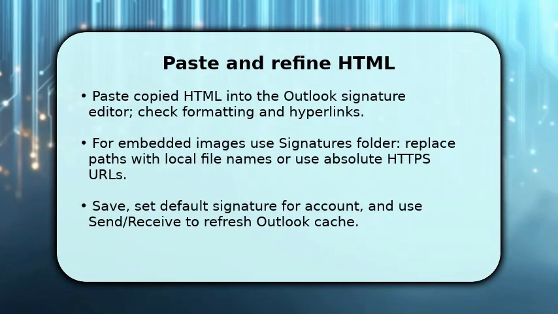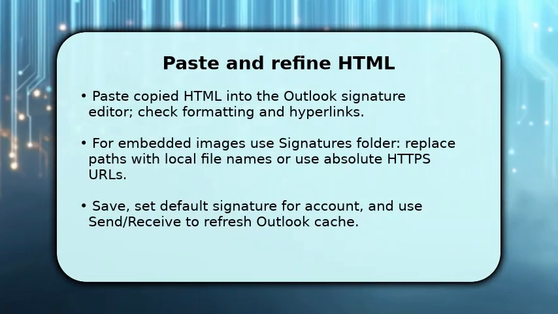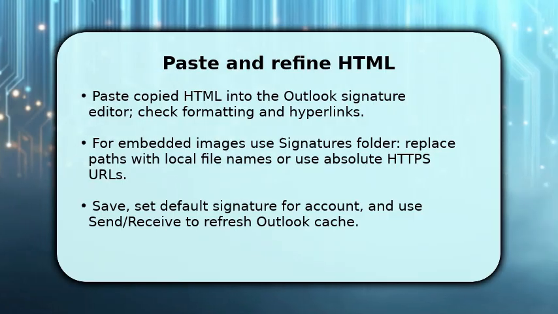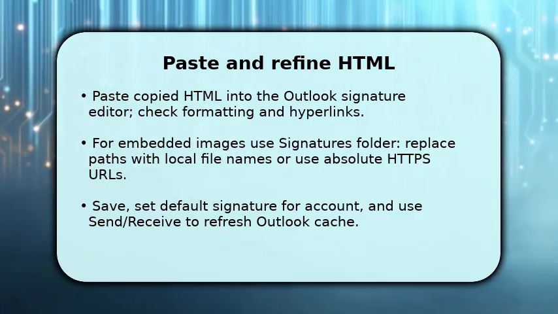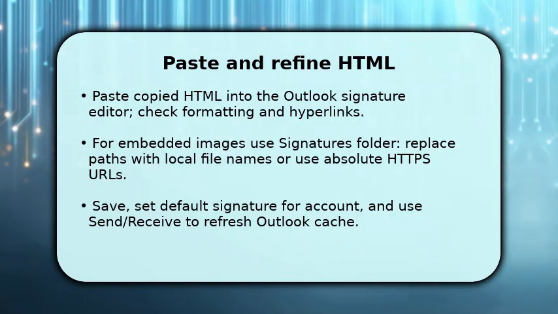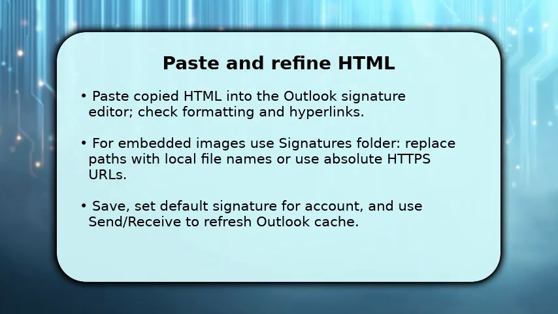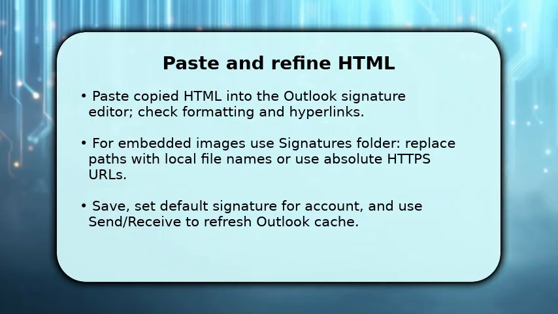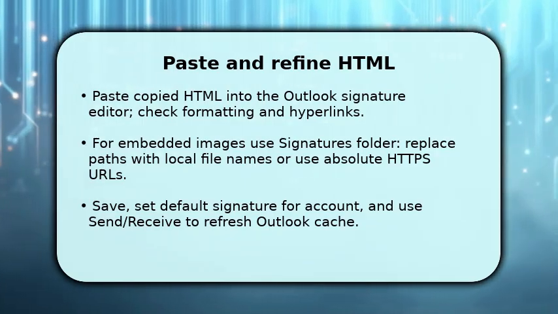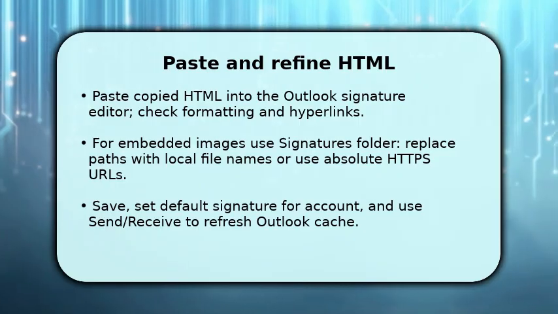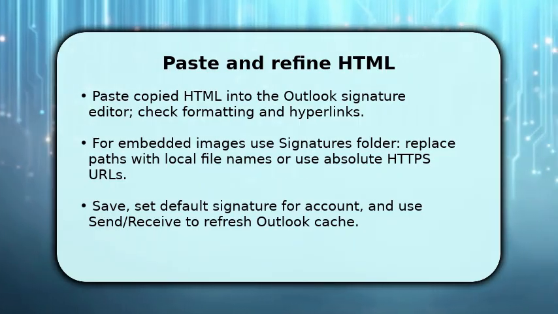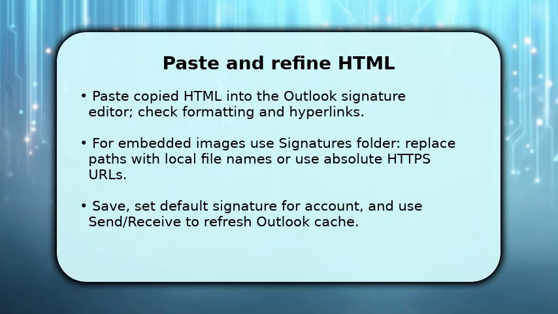Now paste the HTML into the Outlook signature editor and inspect spacing, fonts, and links so the visual match is accurate. Make sure images are either referenced by absolute HTTPS URLs or placed into the Outlook signatures folder and referenced by file name. This ensures recipients see images instead of broken links. Also avoid external style sheets. Inline styles are more consistent.